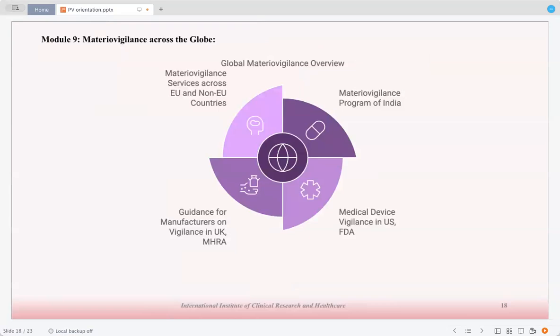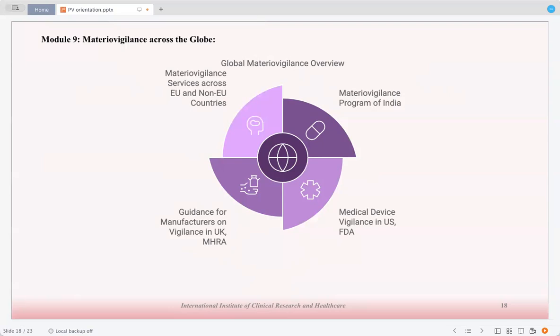Next is materiovigilance across the world. So this materiovigilance program focuses on monitoring and reporting adverse events related to medical devices, by ensuring safety and quality, by identifying risk and promoting corrective actions across the healthcare system.